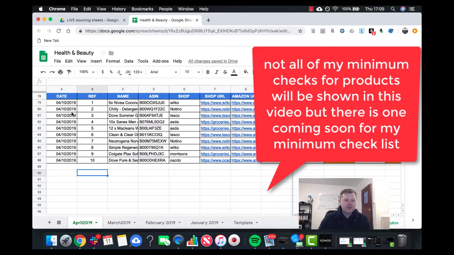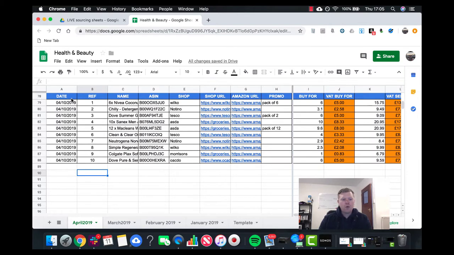As you can see on here, I'm going to go through the columns, just real quick, to show you what we have on our sourcing sheet, what the virtual assistants have to populate, that we ask them to find the information for. So as you can see here, we've got the date. This is the date that I'm actually doing the review and the video. We've got the reference column, which is self-explanatory.